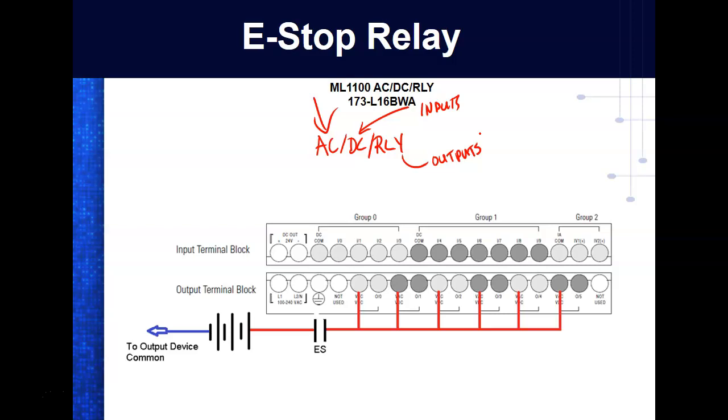You can't really see it, but what we have is a common for every output. Right there, it's got V AC, V DC. That means you decide what type of current you want that output to be. So the 1100 has a common for every output. What that means is you could have one output running 120 volts AC. The one next to it could be what? 24 volts DC.